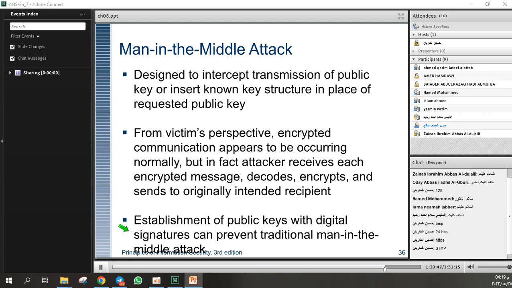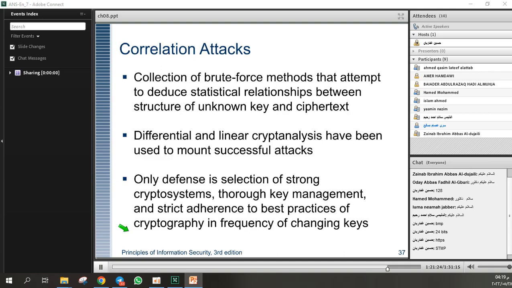If Trudy tries to sit in the place of Alice, Trudy cannot replicate the digital signature of Alice because she does not have Alice's private key. So, to remove the man-in-the-middle attack, the best strategy is using digital signatures. Okay.